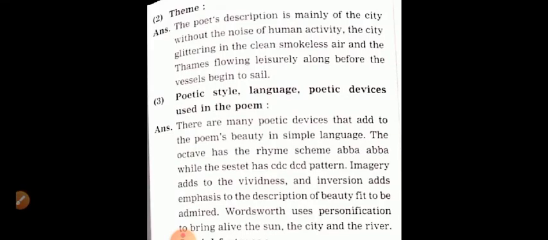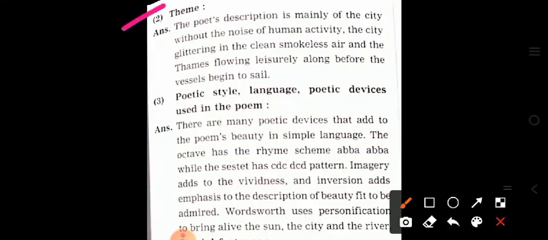Second point, this is based on theme. The poet's description is mainly of the city without the noise of human activity: the city glittering in the clean, smokeless air, and the Thames flowing leisurely along before the vessels begin to sail.